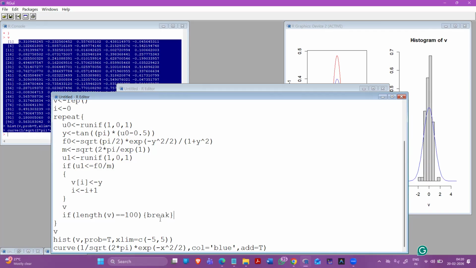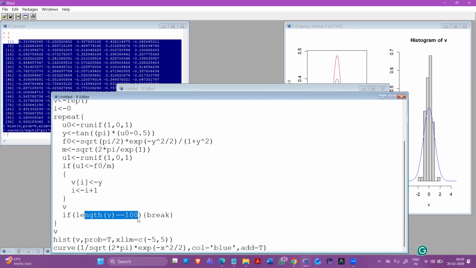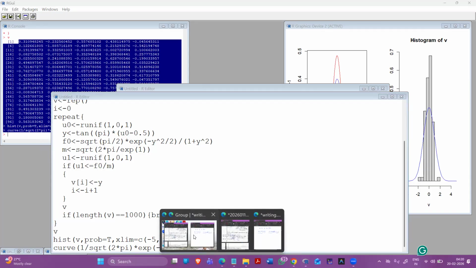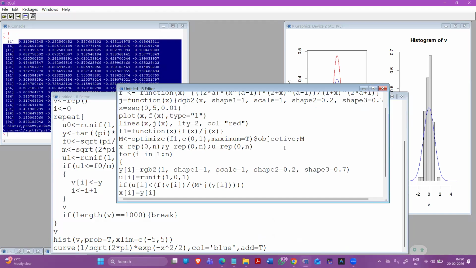All right. But here all the things are very simple, right? What you need to give here is length of V equals to 100. You need 100 numbers. If you want 1000, that is your command, you can change it. But in the while loop, you need to change it every single time. So you try it in the while loop also, all right? Right.